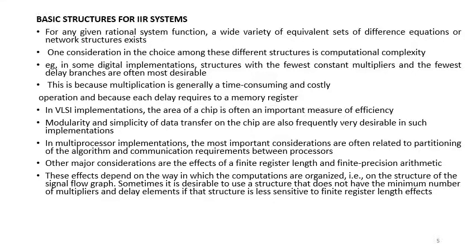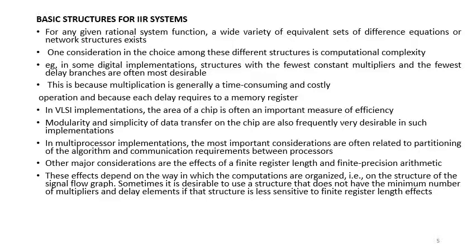So you know, the rational system function can be expressed in a variety of ways. For example, as we have just done, we can express it in the factored form. We can also express it using partial fraction expansion and so on. Based on those expressions, we can find different implementations for infinite impulse response systems. Also, a wide variety of equivalent sets of difference equations or network structures exist.